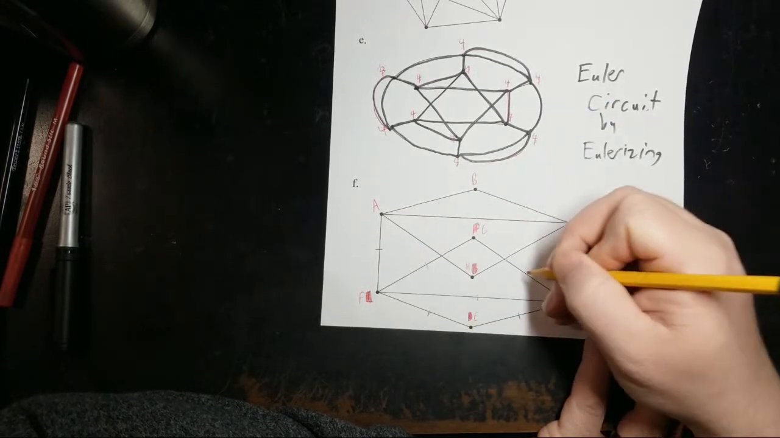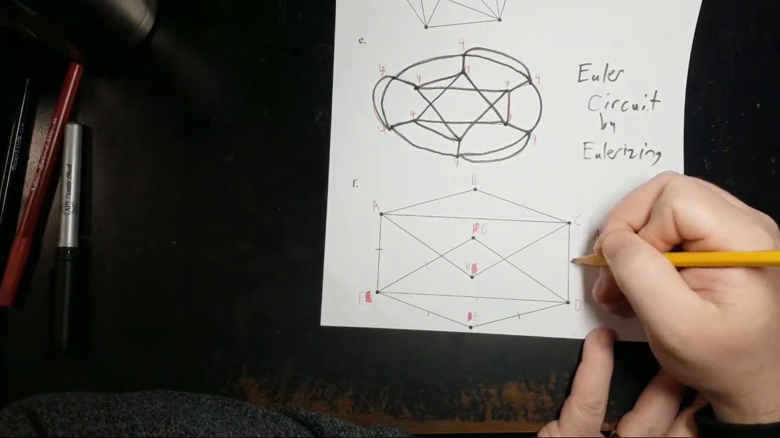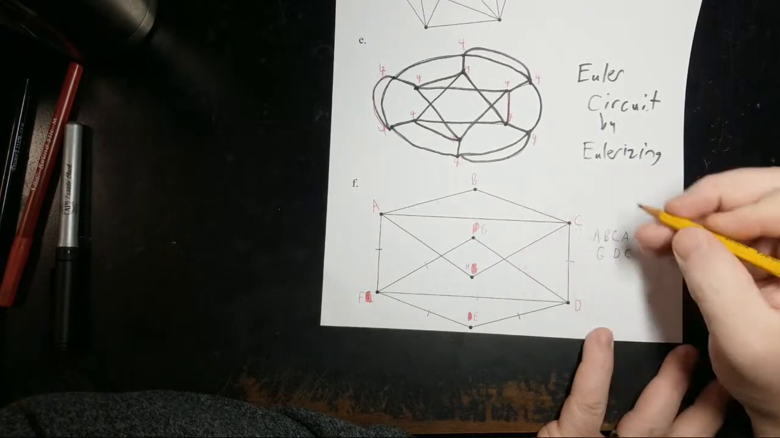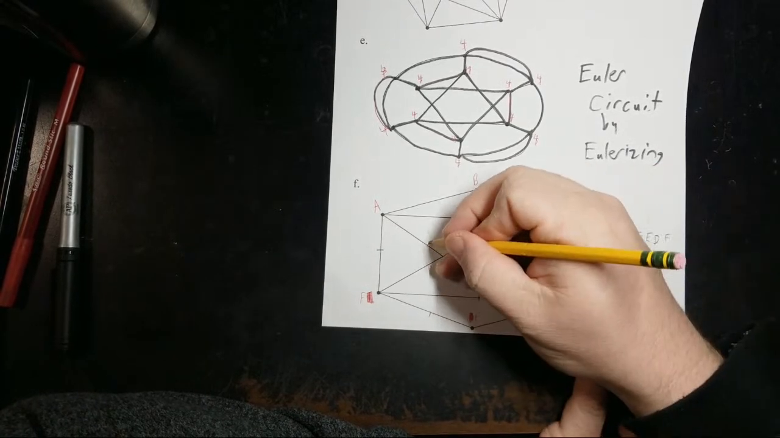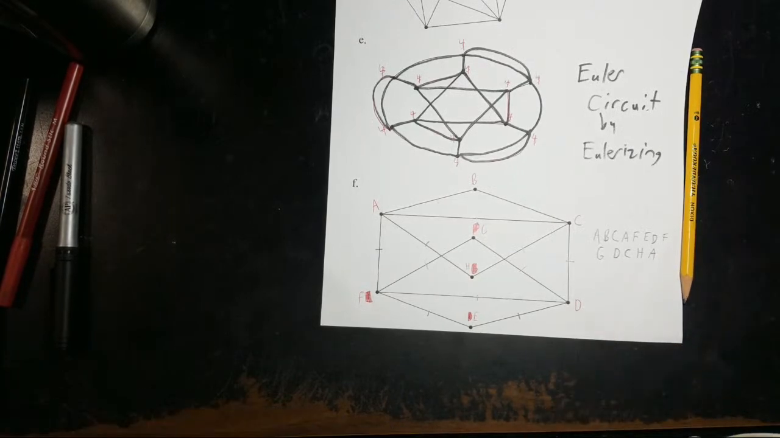I have to go to D. I don't have a choice there. I'm going to go up to C. I'm going to go down to H. I'm going to go back up to A one last time. And there it is. Yeah, there it is.